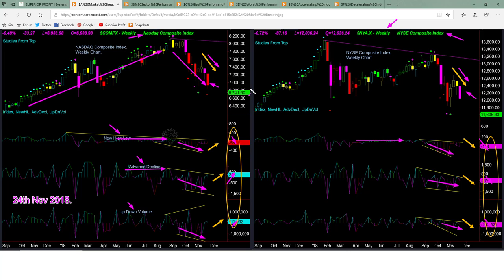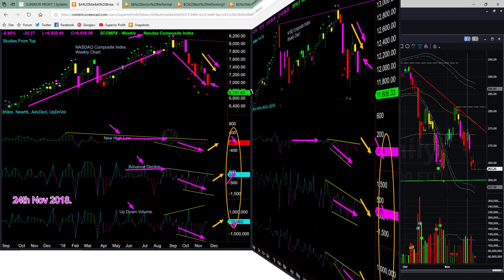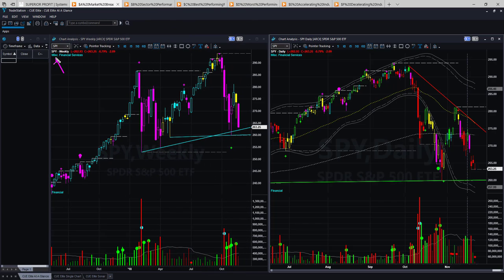Let's see if this overall bearish picture is visible in the market ETFs as well. S&P 500 ETF SPY. This week we had a sharp drop. The weekly candle color and shape both are bearish.